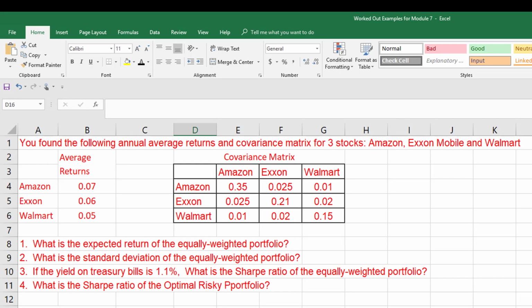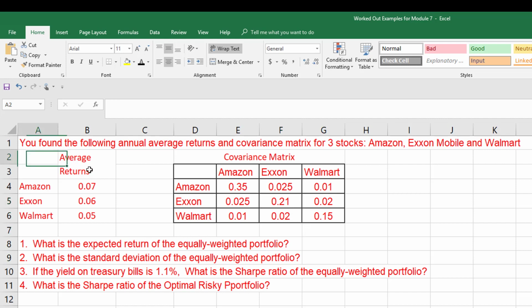So in this video, I'm going to solve this problem, and the problem says you found the following annual average return and covariance metrics for three stocks: Amazon, ExxonMobil, and Walmart. So we are given the average return of each stock and also the covariance matrix. This covariance matrix shows how the stocks of these two companies move together. And if you don't know what this covariance matrix is, I encourage you to try to learn using different sources.